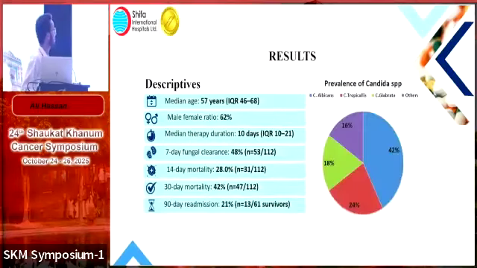If we talk about the descriptives, the median age in our study was 57 years. Male-female ratio was 62% male and 38% female. Median therapy duration was 10 days, with a range of 10 to 21. 7-day fungal clearance was obtained in 48% of the patients. 14-day mortality was 28% and 30-day mortality was 42%.